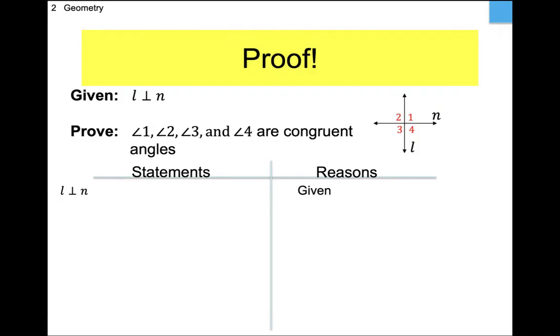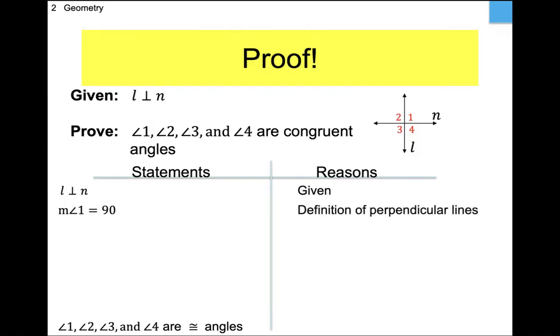And the first one is because of the given. So if you notice right here in the given, it states that line L and line N are perpendicular. Remember, this is the other way of writing the name of a line. We can pick two points, or we can use a lowercase italicized letter. So line L and line N are perpendicular. So by the definition you just wrote down, they form a 90-degree angle. So one of those four angles is 90 degrees. Let's just pick one. So I'll just pick angle 1. So by the definition of perpendicular lines, the measure of angle 1 is equal to 90. Okay? I said there were two things, so there's one thing.